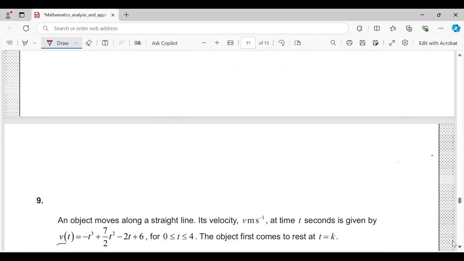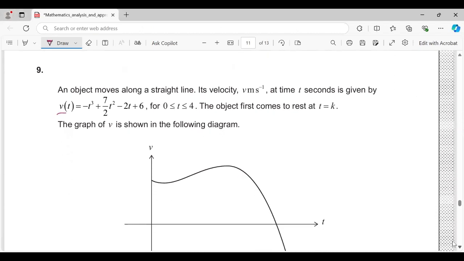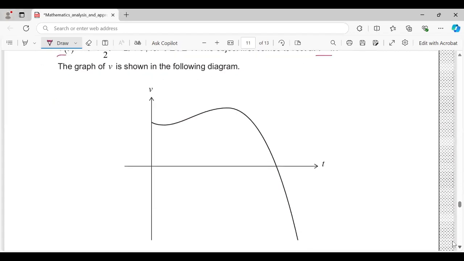Next, number 9. An object moves along a straight line. Its velocity v meters per second at time t seconds is given by this function, for t from 0 to 4. The object first comes to rest at t equals k. The graph of velocity is shown in the following diagram. So this diagram is a diagram of the velocity of an object with function v(t).